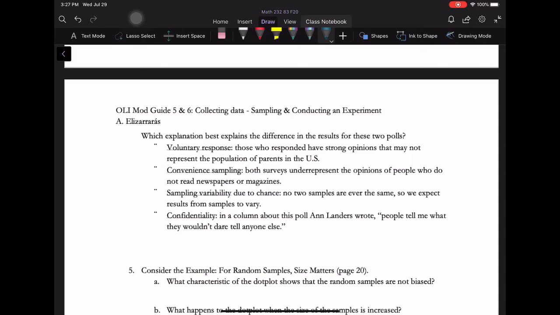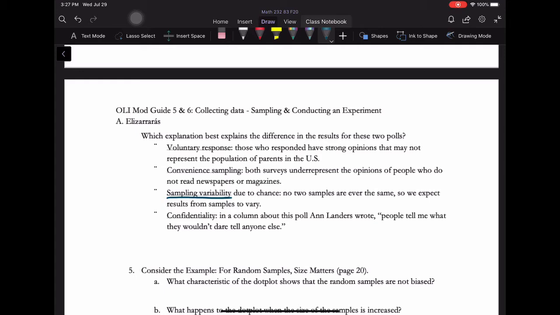And notice that we already know what voluntary response and convenient sampling is, but we're talking about sampling variability here, and confidentiality gives you a little bit of a definition here. But those who responded have strong opinions, yes. Both surveys underrepresent the opinions of people who do not read newspapers and magazines.